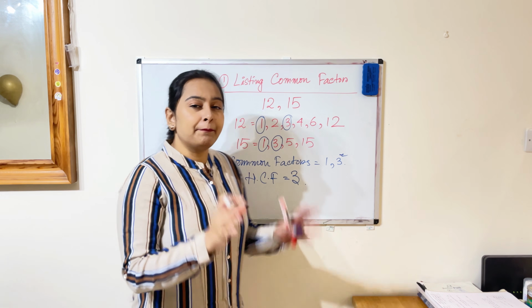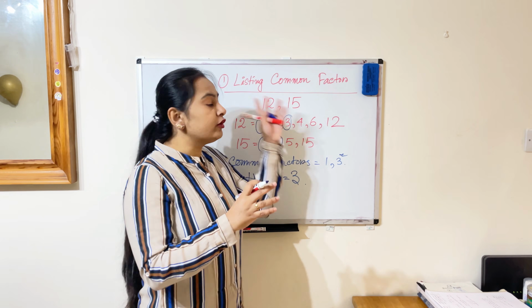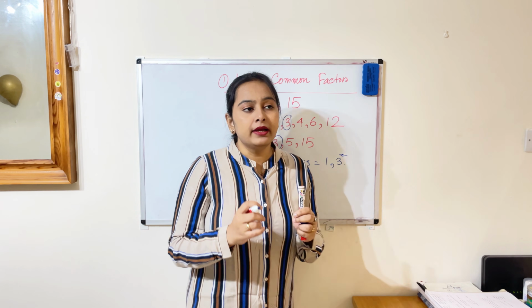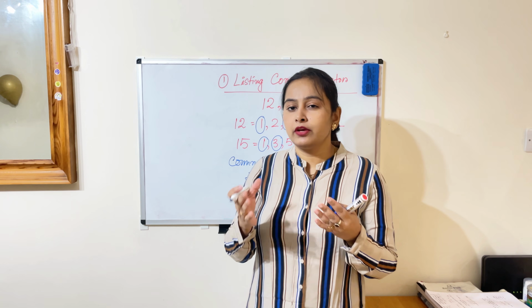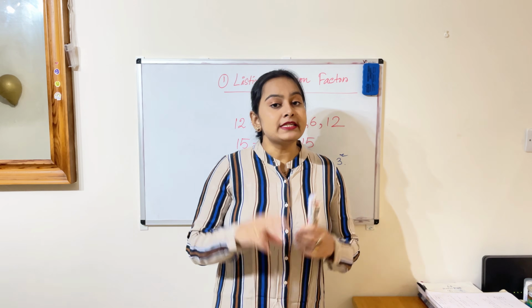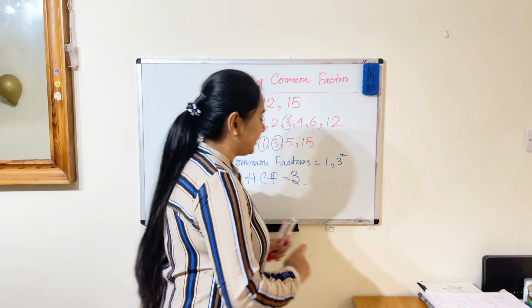This one is the basic process. You can say this listing common factor method is the basic one. You may be taught it in class when you are in 3rd, 4th or 5th standard. The second one, the prime factorization method, we'll talk about now.